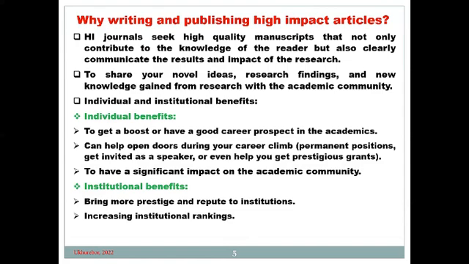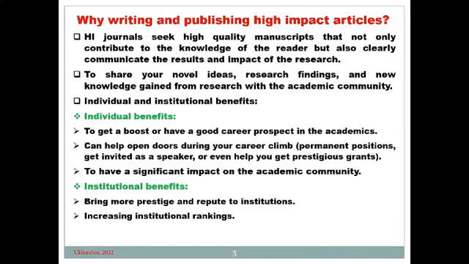Why do we need to write or publish our papers in high impact journals? That is the question we ask ourselves. High impact journals seek high quality manuscripts that not only contribute to the knowledge of the reader, but also clearly communicate the results and the impact of such results to the academic world. Why do you need a high impact factor journal? It enables one to share novel ideas, research findings, and new knowledge gained from research within the academic community. I break the benefits of high impact factor journals into two.